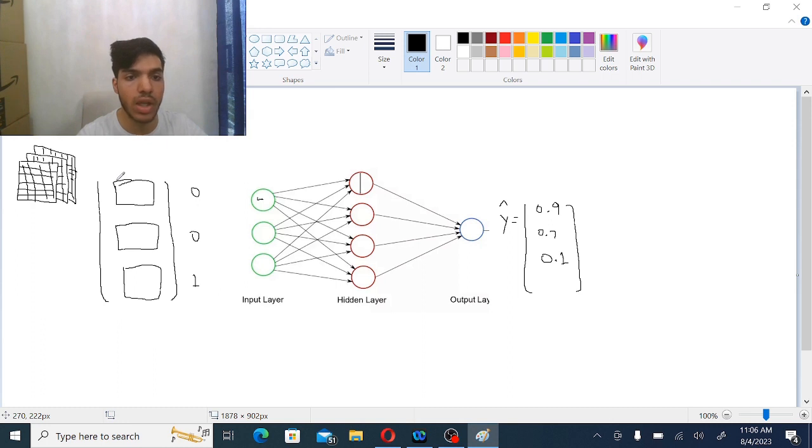Along with the images, we have three different images here, or let's call them 3 training samples. And then we also have our labels. A label of 0 means that this is not an image of a cat, and 1 means that this is an image of a cat.